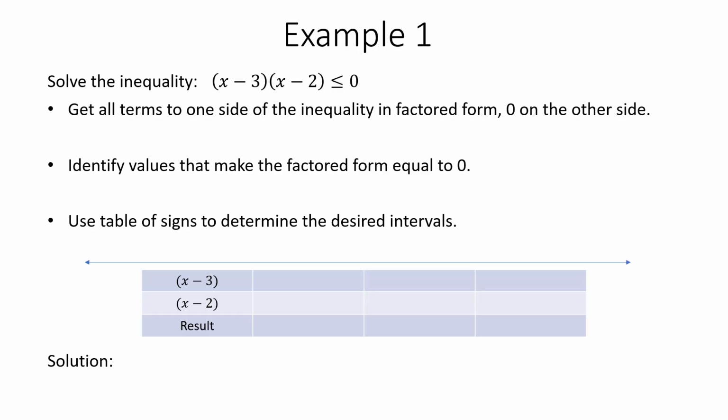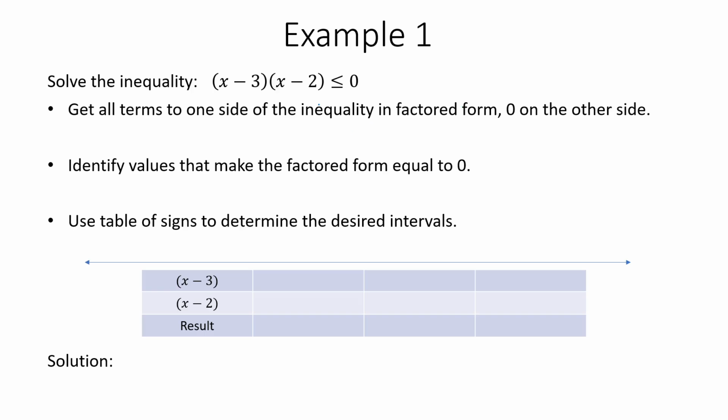Okay, here's the first example. It says (x minus 3) times (x minus 2) is less than or equal to 0. We already have it in factored form on the left-hand side and a 0 on the right-hand side. So we're already set up with step 1. But now we need to identify values that make the factored form equal to 0.